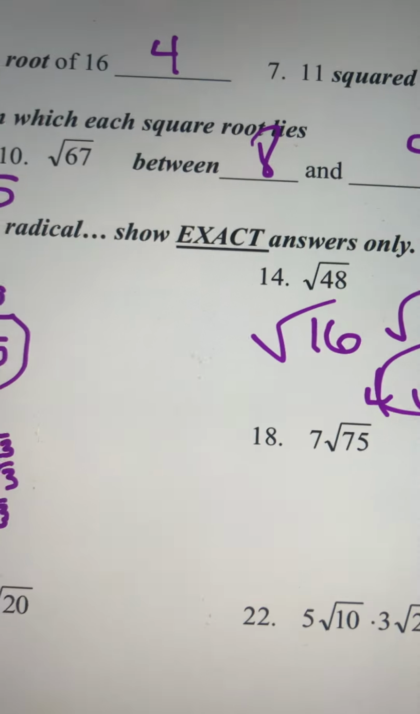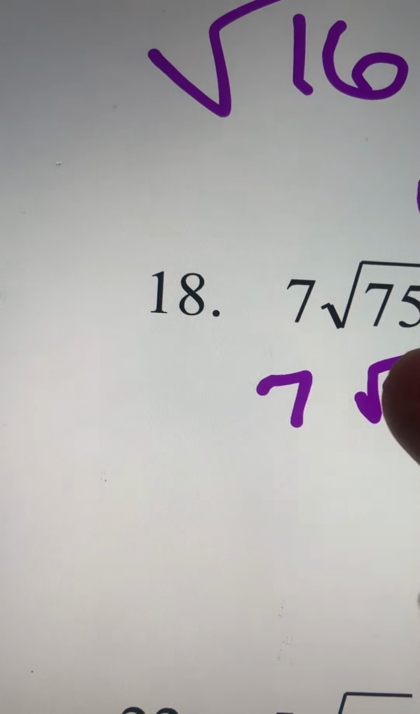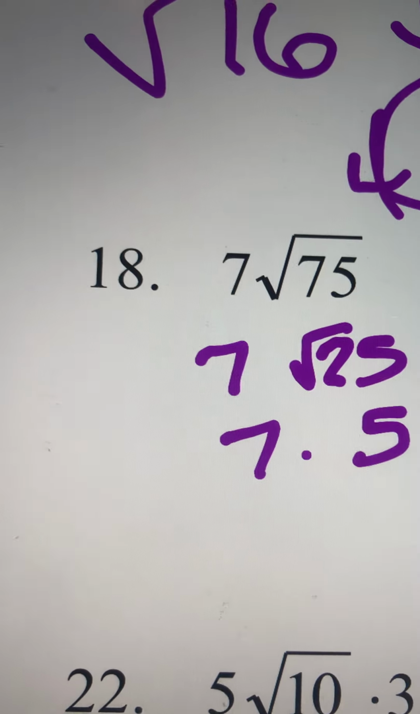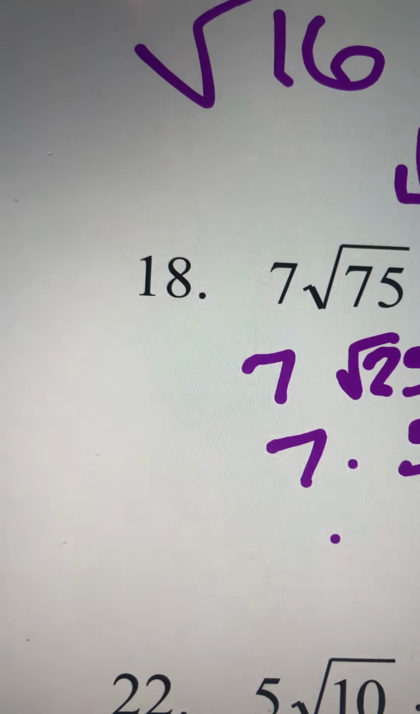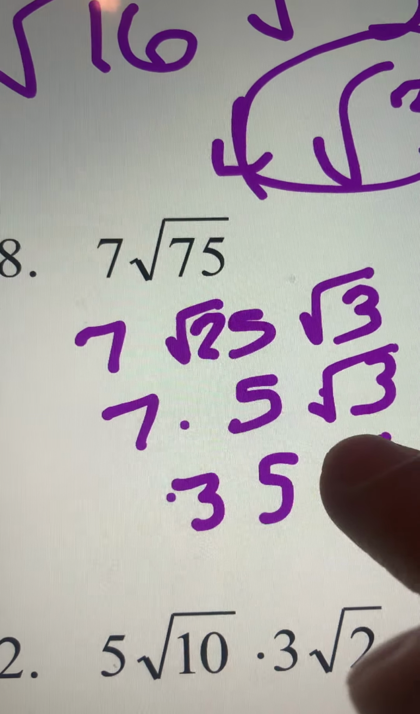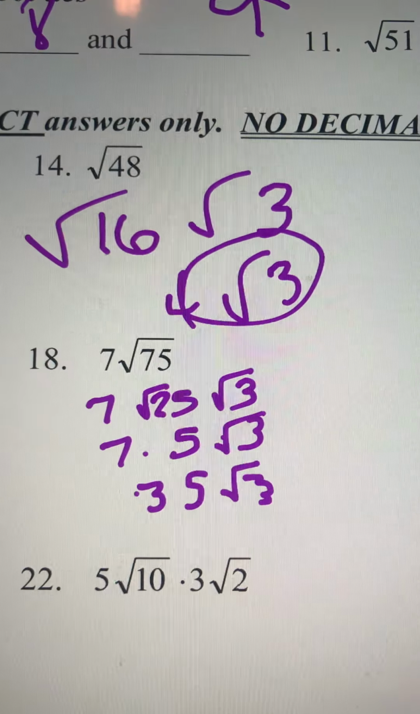Coming over here to 7 root 75, the square root of 75 is root 25 root 3. And the square root of 25, of course, is 5. Oops, that has a root still. So it's going to be 35 root 3. Again, I'm making my 3's all weird for some reason.